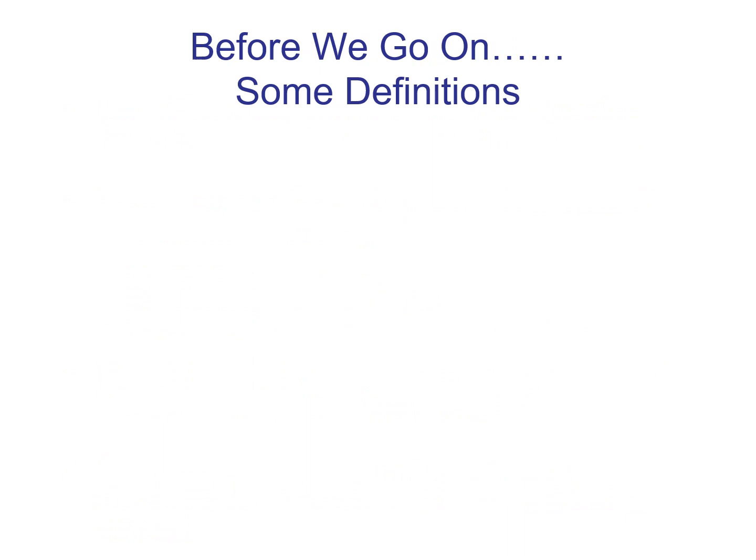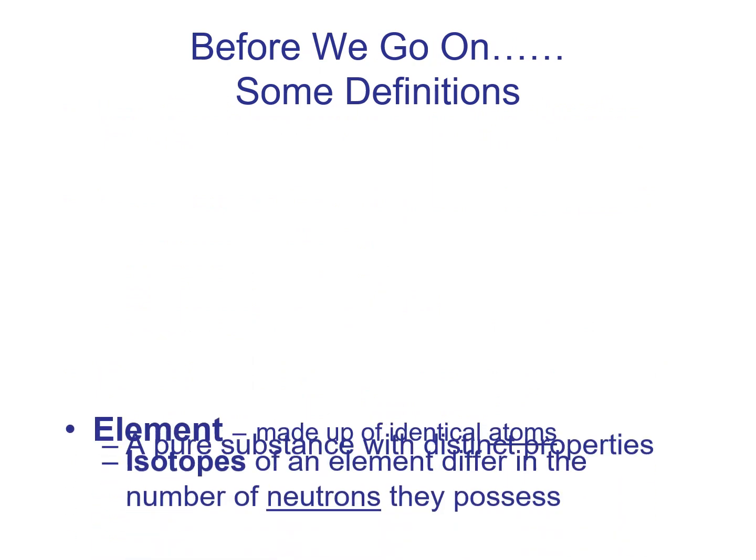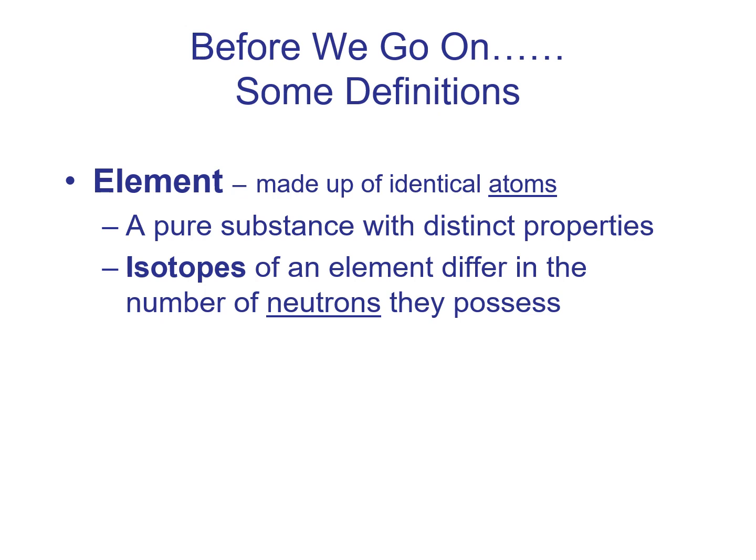I've defined a few things, but let's define a few more. So an element, as I mentioned, is made up of identical atoms. So it's a pure substance that has distinct properties. So gold, for instance, if you have a gold coin or a gold nugget in front of you, it's pretty good at conducting electricity. That's one of its characteristics.